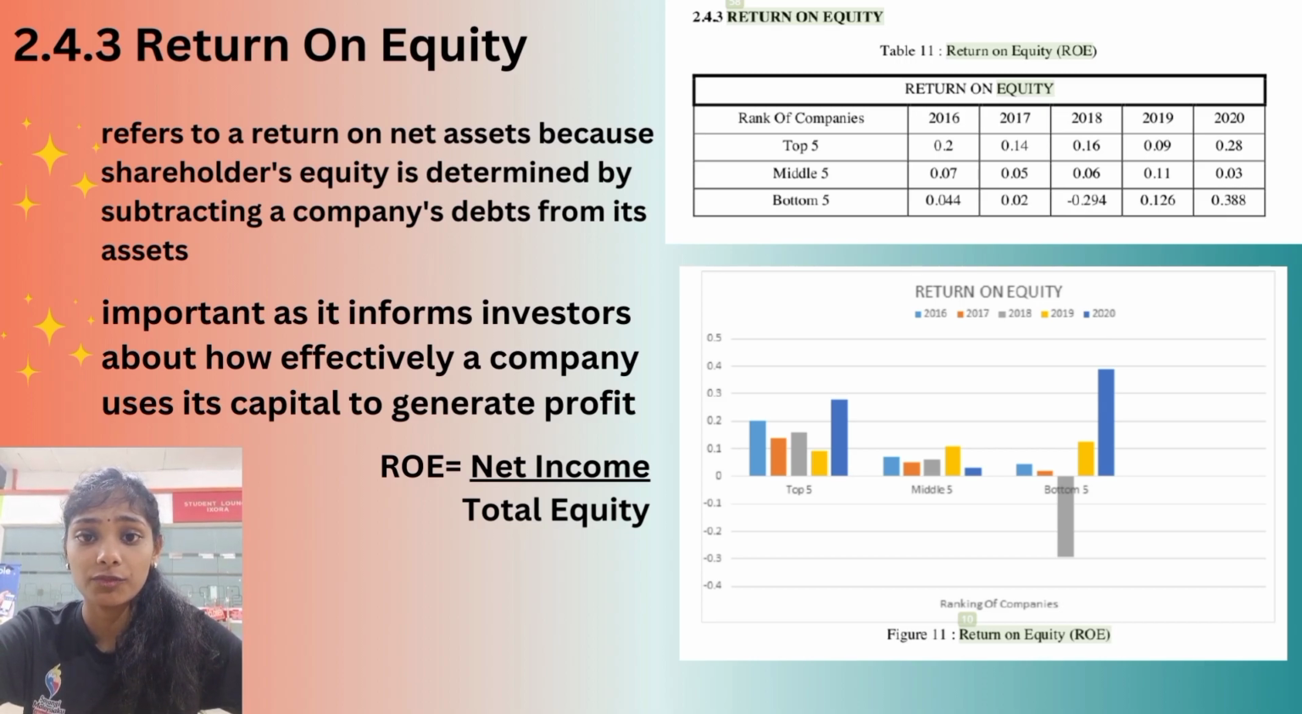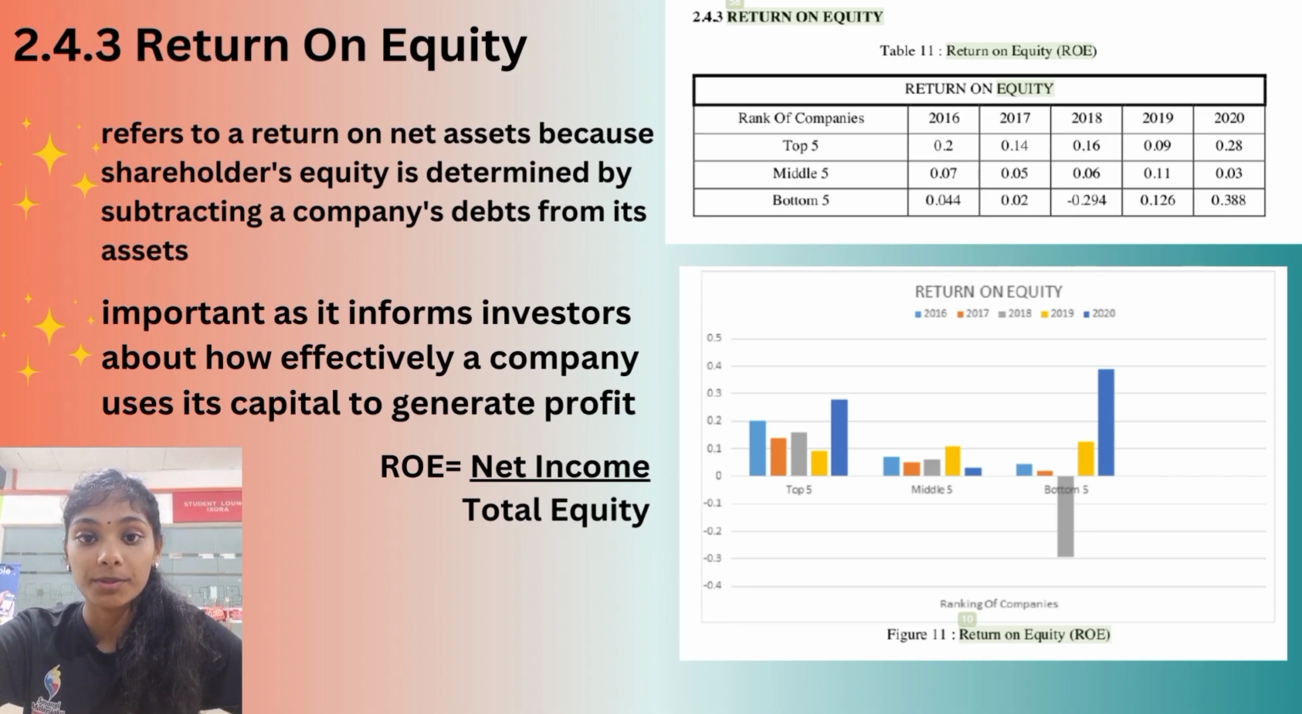The highest ROE for middle 5 companies in these 5 years with 0.11% was in the year 2019 and the lowest ROE with 0.03% in 2020. From the year 2016 to 2018, the broad decrease and increase was shown in the table. 0.07% was recorded in 2016, which had decreased to 0.05% in 2017. Then the ROE had increased again by 0.01%, which is 0.06% in 2018.